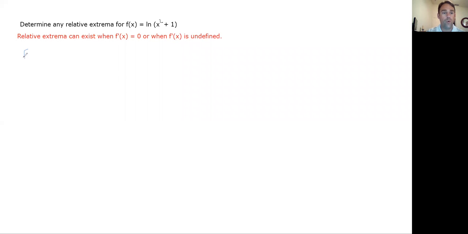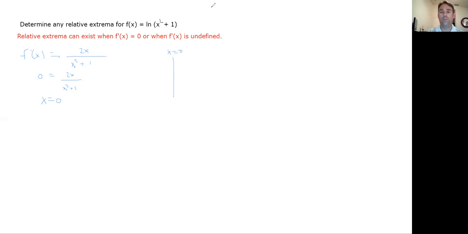So f prime of x equals 2x over x squared plus 1. And remember, we have to do the derivative before we set it equal to 0. Now I can set it equal to 0. You can't do it too early, gotta wait. And when I solve it here, I find out that x equals 0. So what I need to know now is whether there is a relative extrema at that one critical number, x equals 0.